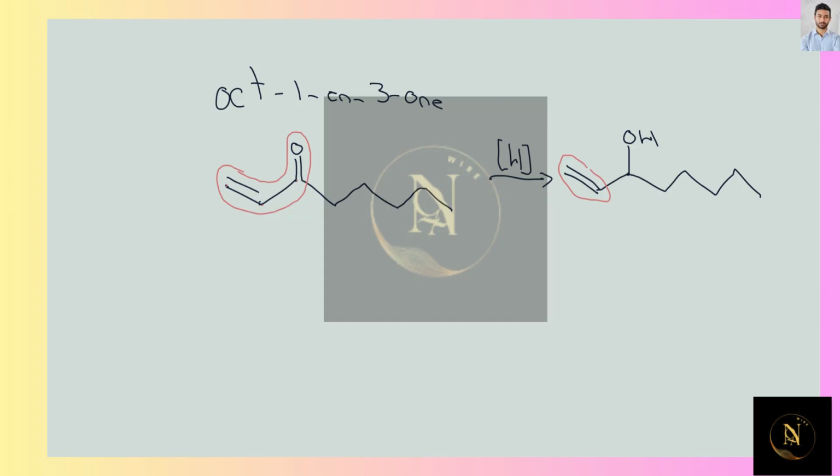In this specific case, what we see is that oct-1-en-3-one is going to have a maximum absorption peak at 219 nanometers. And as this molecule is being reduced to the alcohol, the peak disappears.